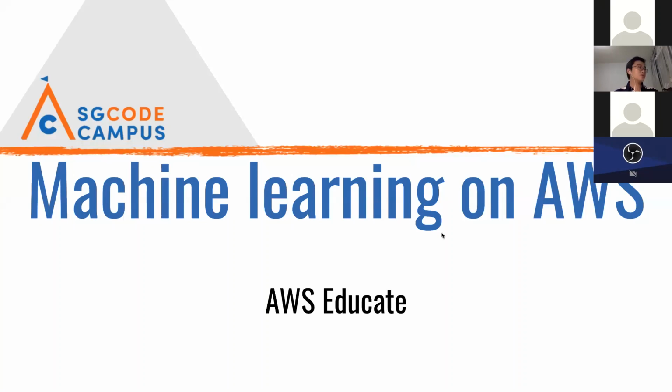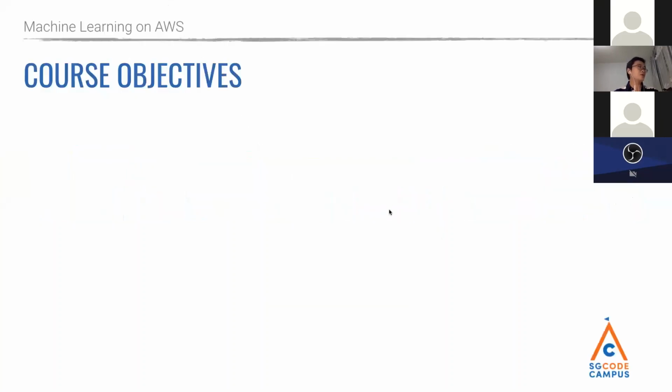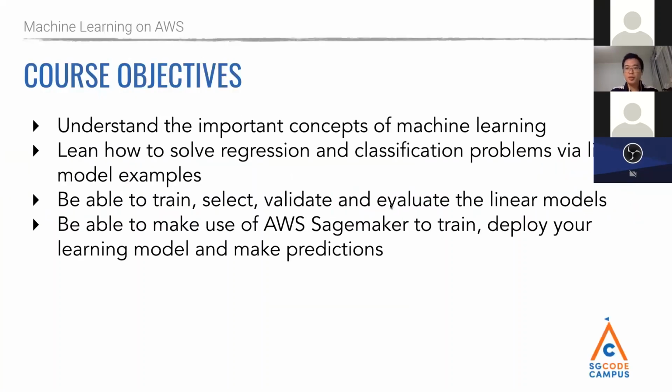So for this course, we are going to talk about the basic concepts about machine learning. And the takeaways are going to be, you are going to learn how to solve regression and classification problems via linear examples. But also you should be able to train, select, validate, and evaluate your linear models. As well, you will be able to make use of AWS SageMaker to train, deploy your model, and make predictions.